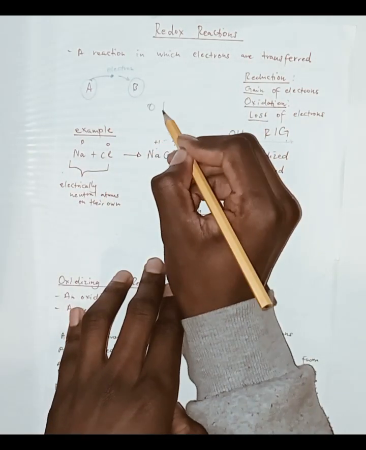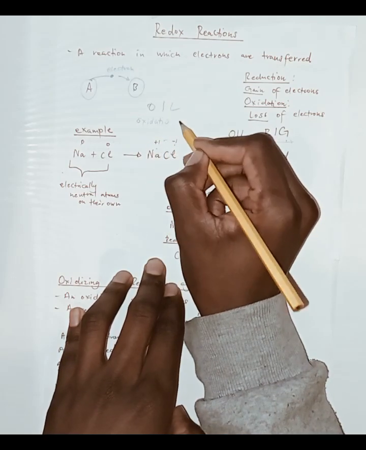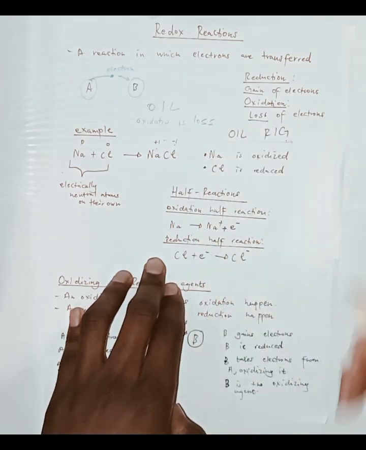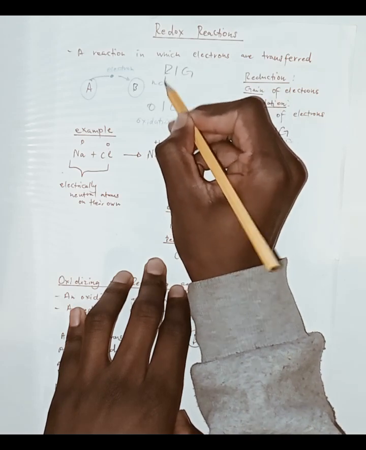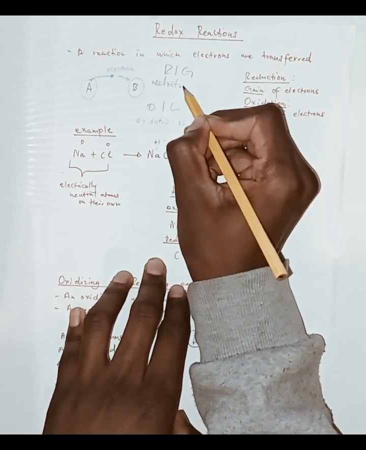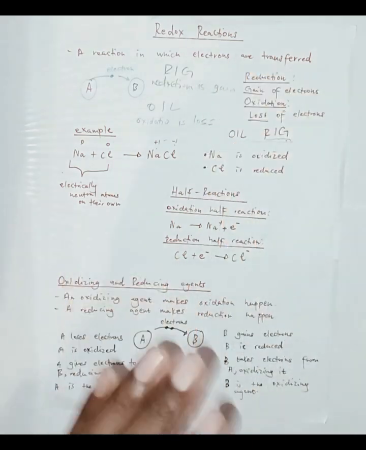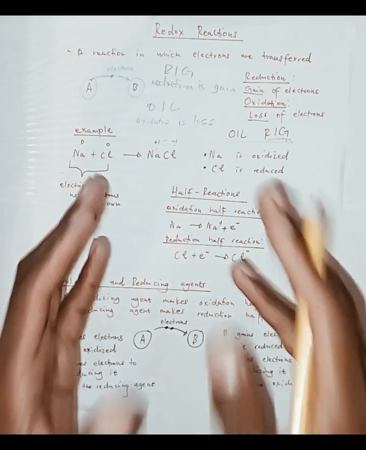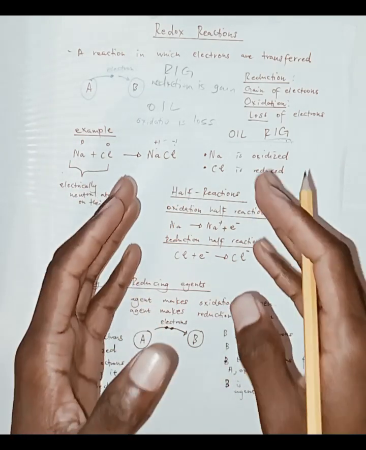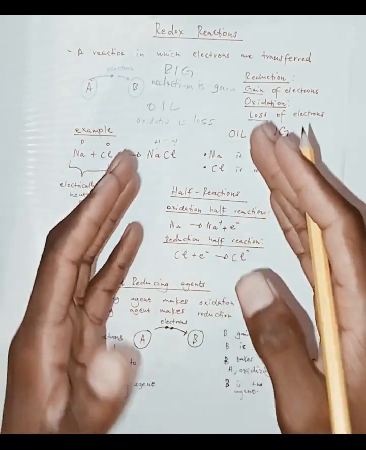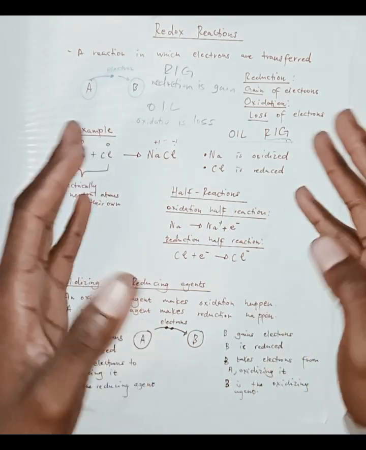Oil for oxidation is loss, right? Then rig for reduction is gain. Okay, so use those ones. Don't underestimate these acronyms here. I'm telling you, if you use this, you're gonna remember. If you have a hard time with your memory, trust me, this is the acronym for you.